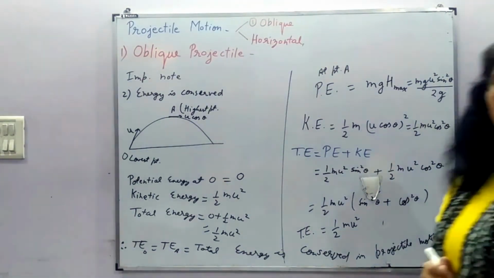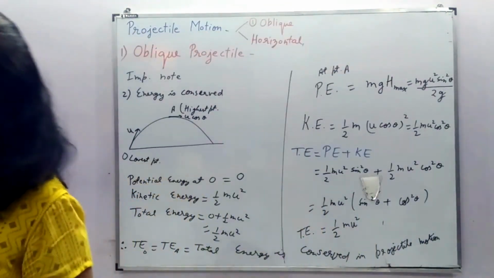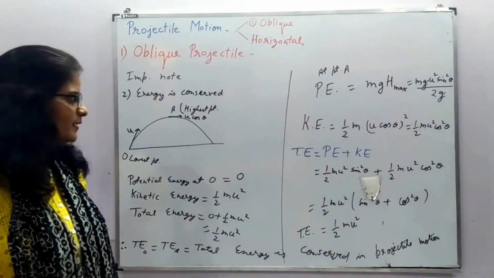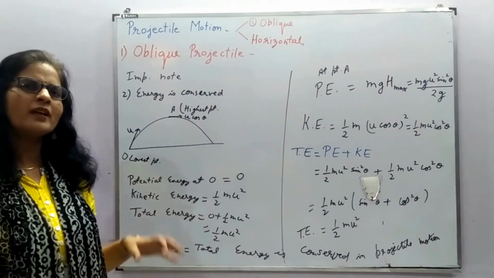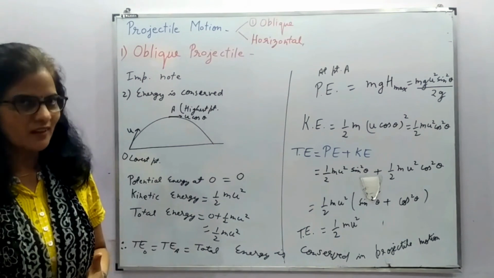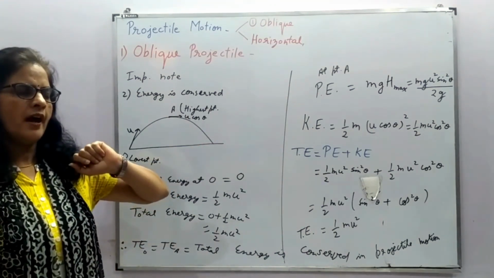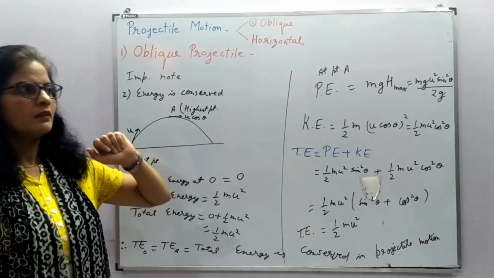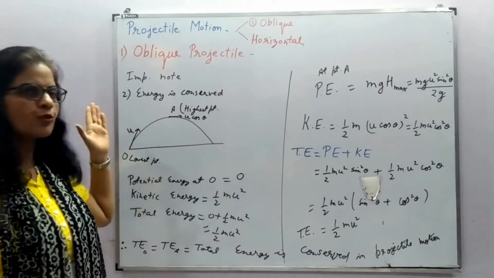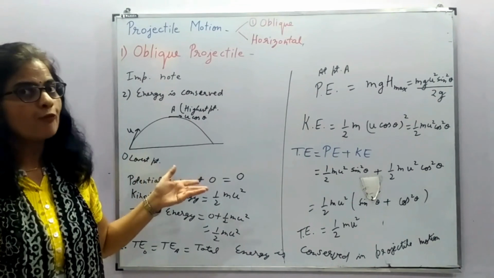I hope this is clear about oblique projectile. So this was all about the oblique projectile. Hope you enjoyed this. You'll be able to understand many of the phenomena occurring around us, because we know that javelin throw and long jump, these are all the applications of this projectile motion which we often use in sports.